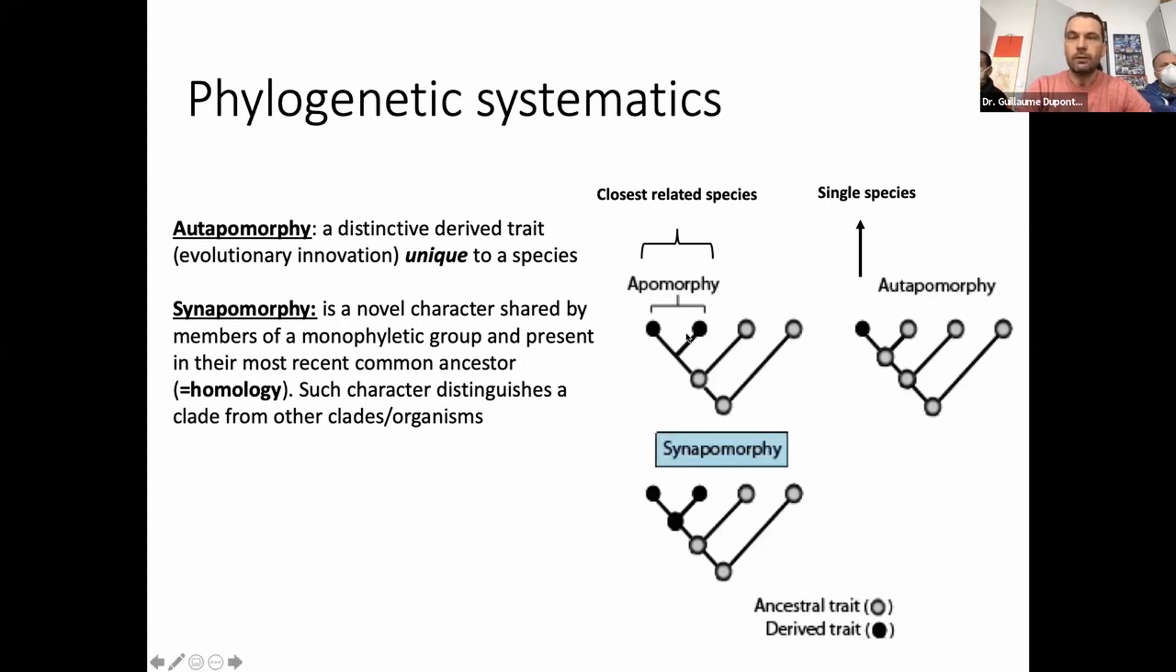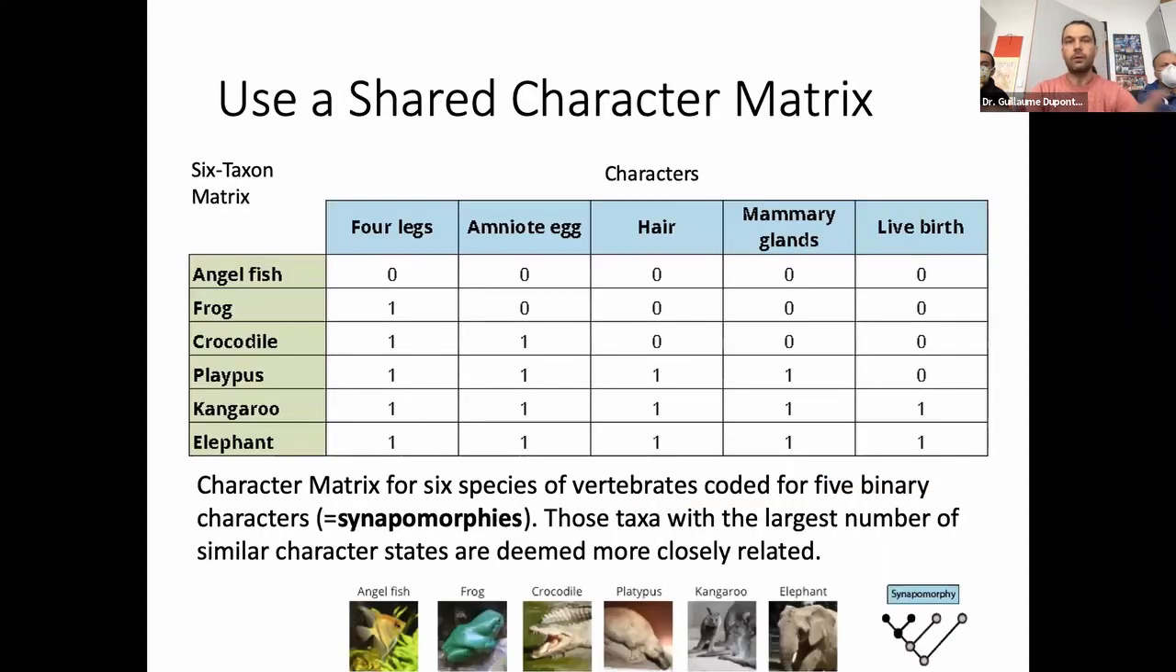But that doesn't help us if we want to know with whom we are closely related. So what we are looking at are synapomorphies. These are shared characters which were novel at some point. So if we identify those characters, let's say with great apes, if you look at chimpanzees, maybe we look at brain size or other things. So you have to identify those characters. How do we do this?